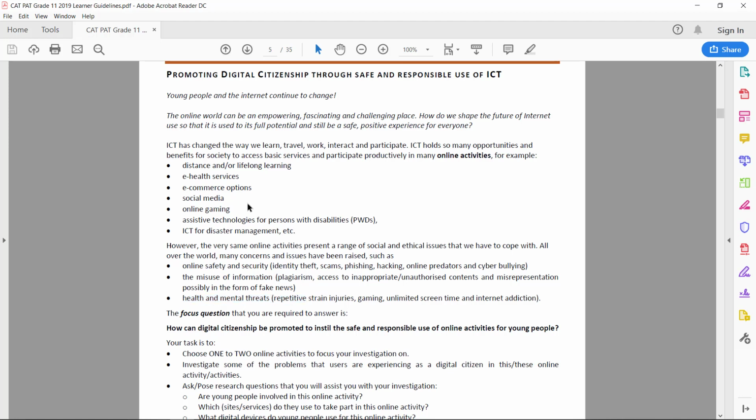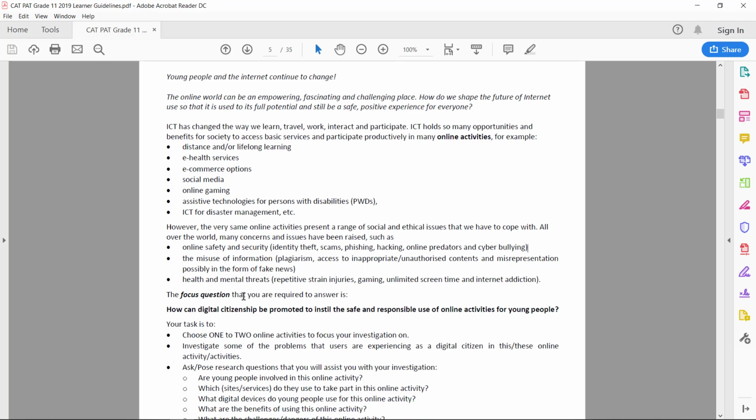The thing is, depending on the online activity that you choose, you'll probably have different kinds of social and ethical issues. So e-commerce will probably have more scams and phishing and identity theft, that kind of thing, whereas social media will probably have the cyberbullying and online predators, maybe some addiction. Online gaming will probably have repetitive strain injuries, probably some addiction problems as well. And yeah, you'll have to see what you come up with. So just keep in mind, you won't necessarily have all of these anyway.